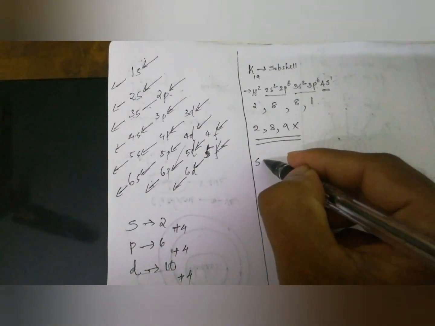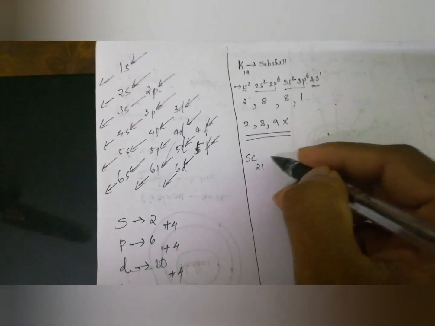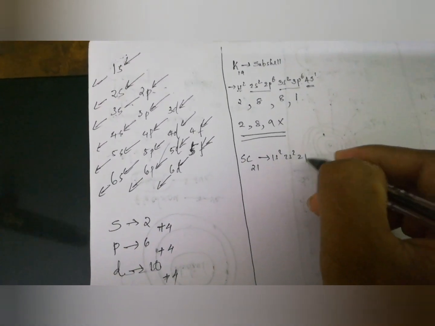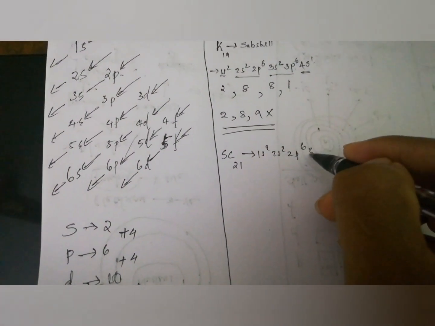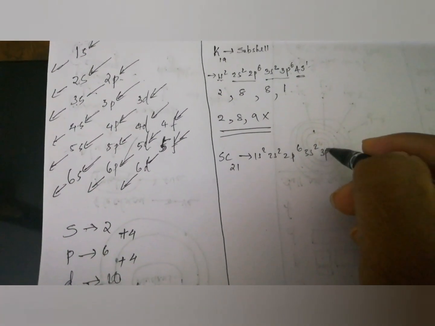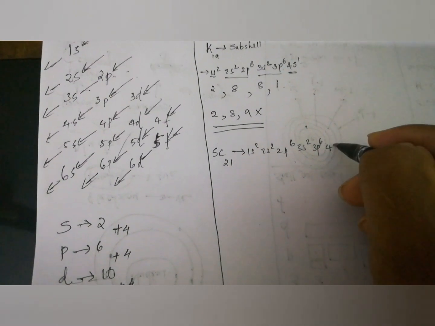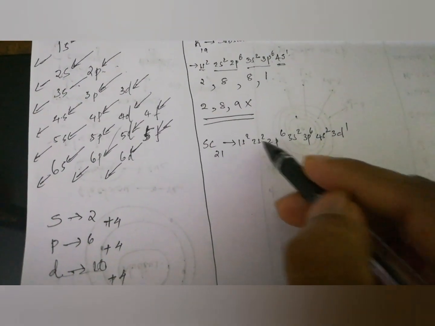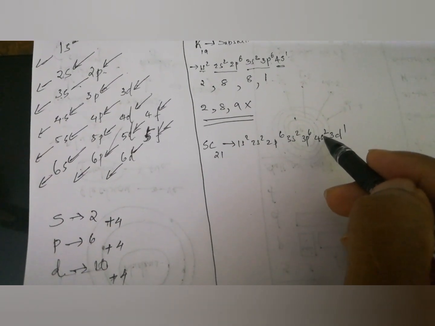We can look into scandium. Scandium, atomic number 21. We can write the electronic configuration 1s2, 2s2, 2p6, 3s2, 3p6, 4s2, 3d1, totaling 21.